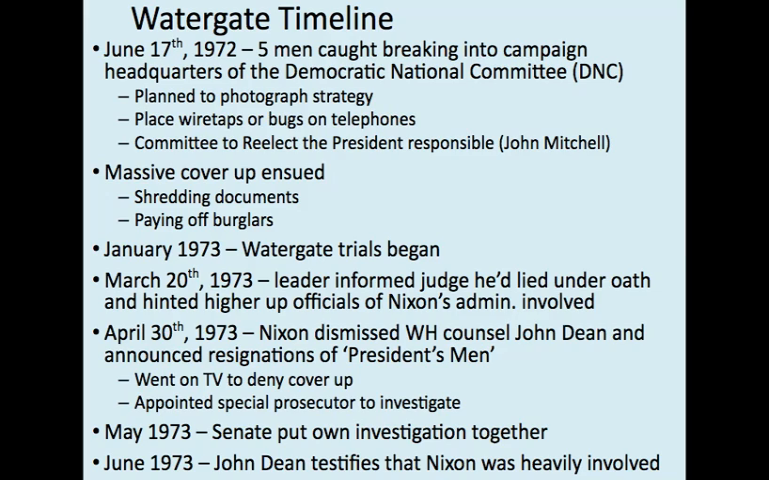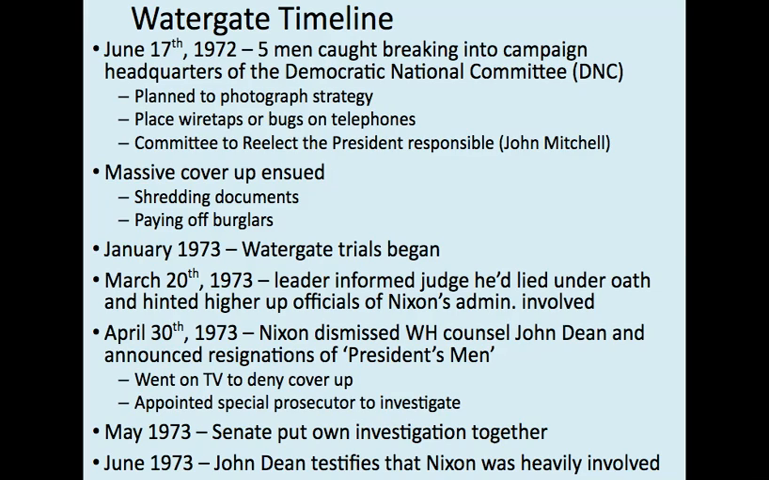And in his new testimony, which of course gets him in trouble for lying, he is going to hint that there were some higher up officials in Nixon's administration involved. He does not name Nixon at that moment, but he does start to make the suspicion known that there is something more nefarious going on here, and Nixon is possibly involved.